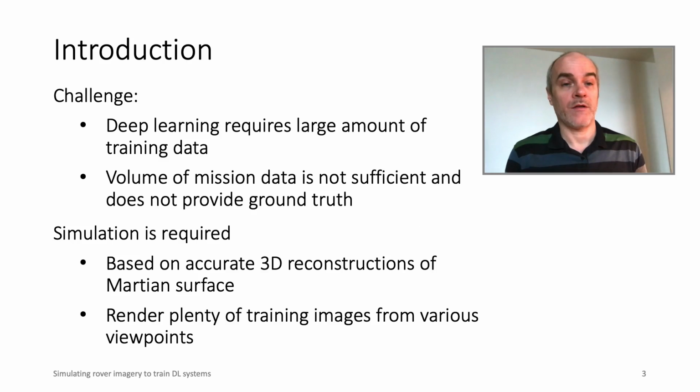Deep learning requires a large amount of training data, usually thousands of images. Also, past and ongoing rover missions have provided a wealth of imagery from different regions of Mars. This data is not sufficient for training and also provides no ground truth. For that reason, simulation is required.